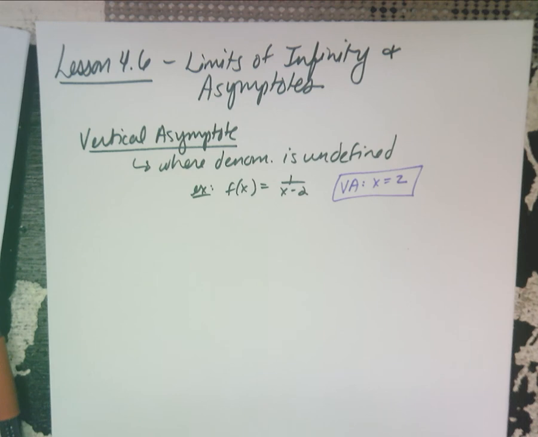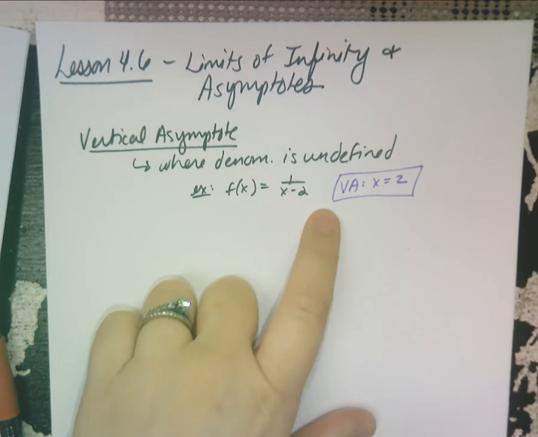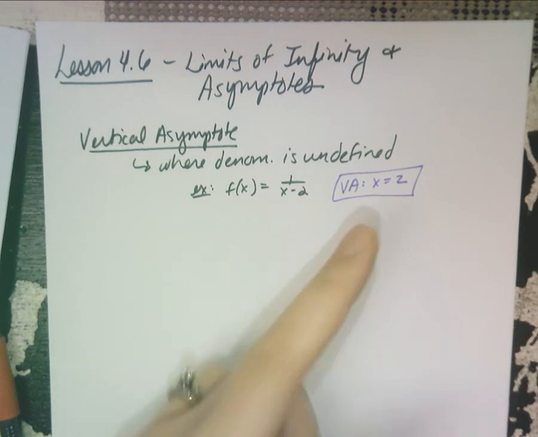We did this last year in pre-calc. I mean, this should be easy. You just always, whatever the denominator is, set it equal to 0. If it cancels with something in the top, that's called a hole. That's not an asymptote, that's a hole. If it doesn't cancel out, like this one doesn't cancel out, that's your vertical asymptote.